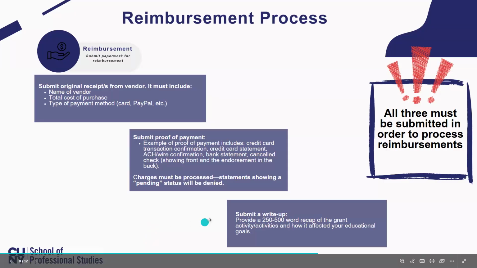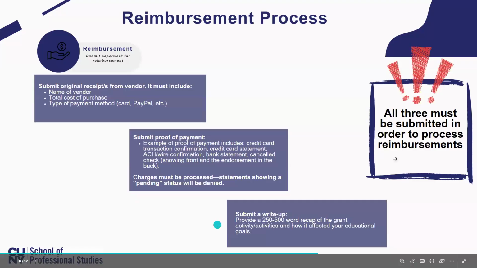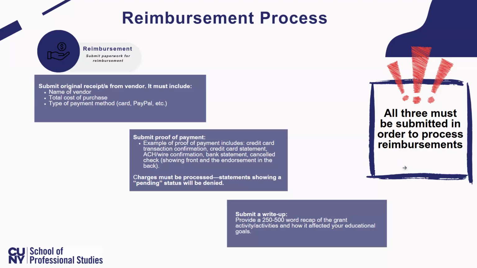At the very end, you will submit again a write-up, 250 to 500 words, telling us about how this grant or how the activity you participated in affected your educational goals. So you're submitting three things. One, your receipts, two, your proof of payment, and three, a write-up. All three of these must be submitted at the same time in order to be processed. If it is not submitted at the same time, there will be delay in your reimbursement.